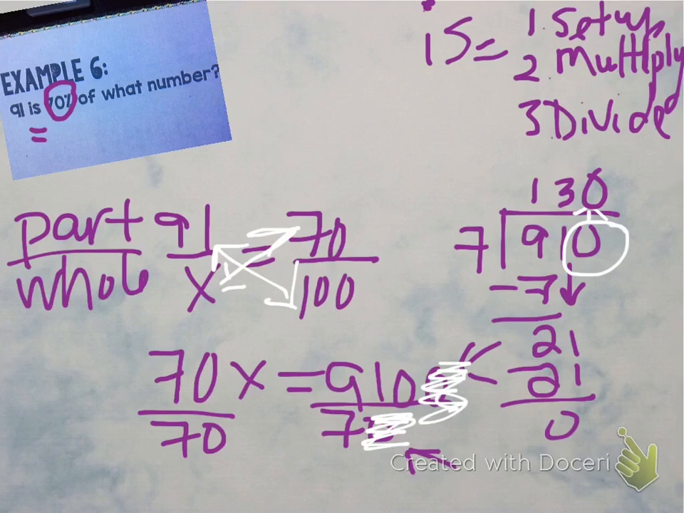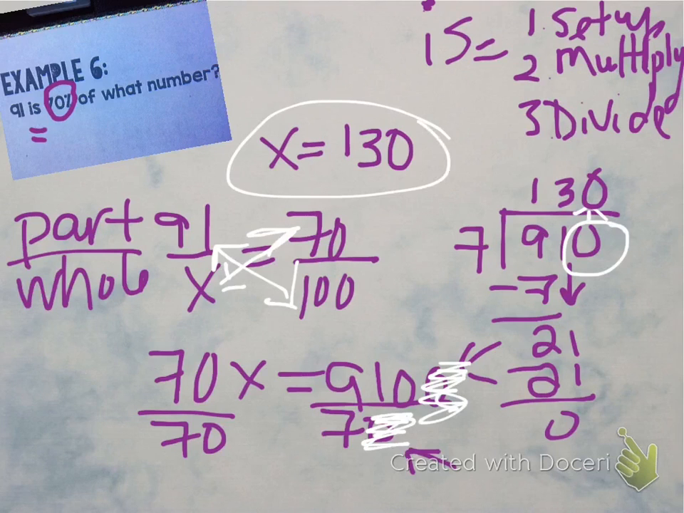So my answer is x equals 130. All you have to do is put that in for x. And if it helps you, you can take 130 and multiply it times 0.70 to see if you get that answer, just to find the 70%.